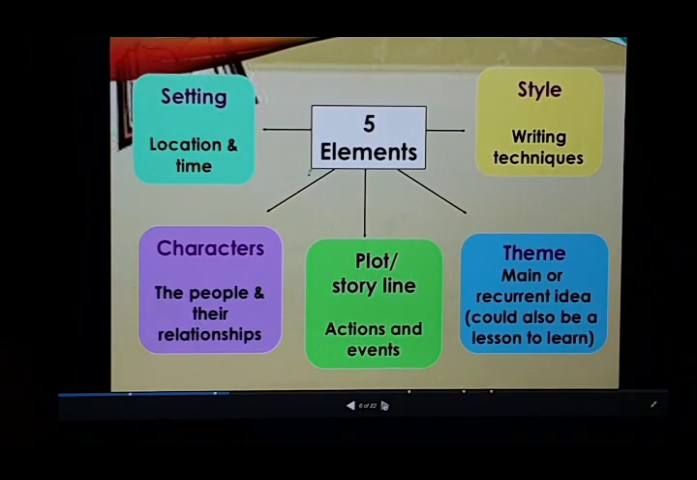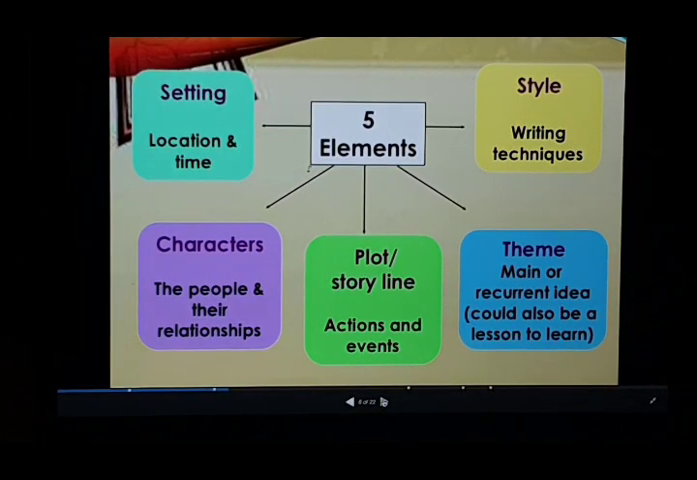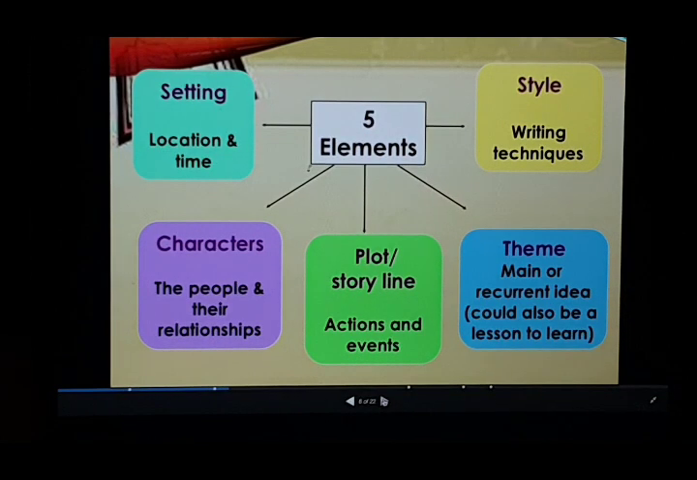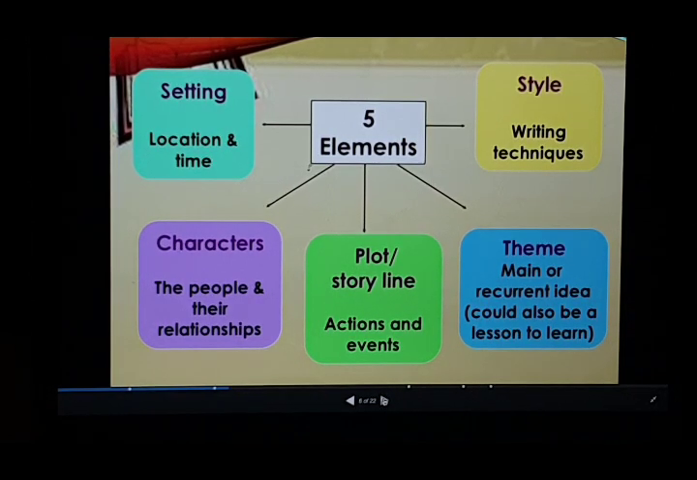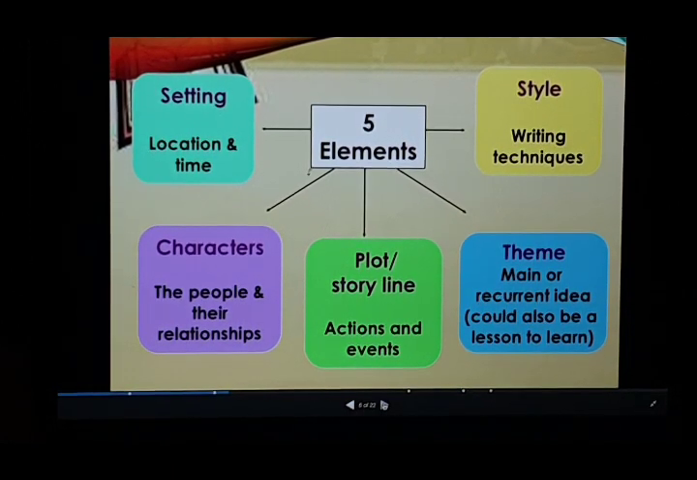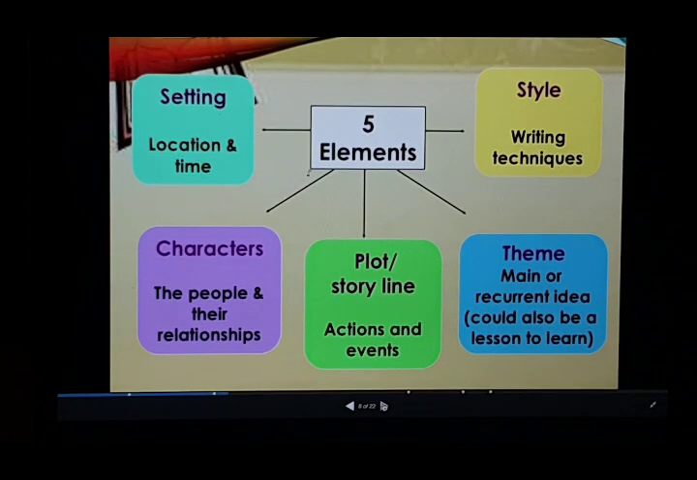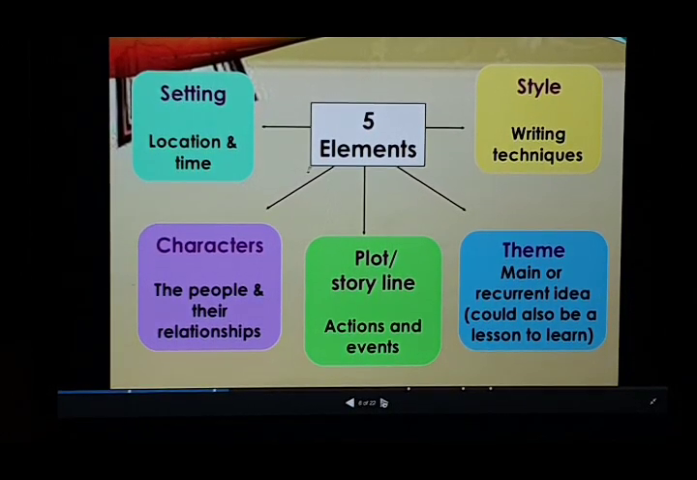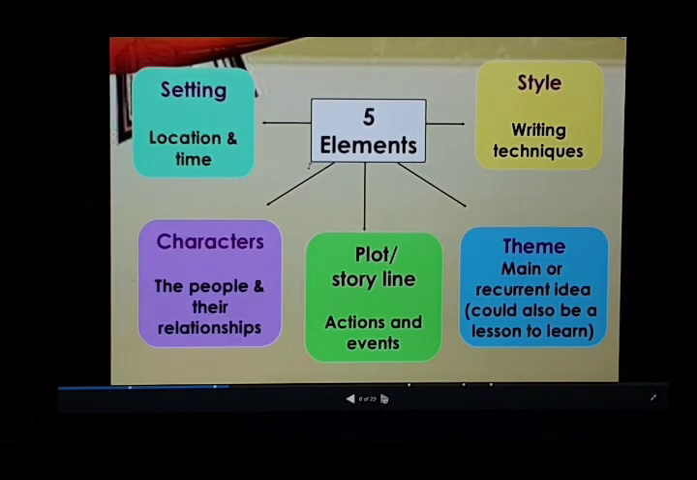No. Now see, these are the elements of the story. How we have to write a story. What should we keep in mind when we write the story? These are the 5 elements. First is the setting, like where our story is going to happen. Location and time, where and when, the timing and the place where we set our story. So that is the important thing.